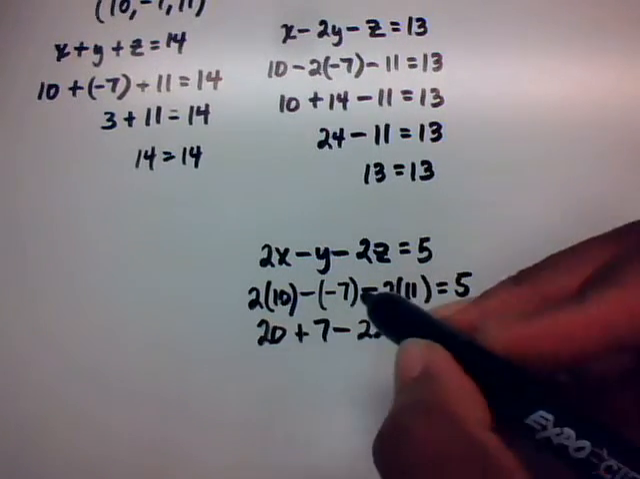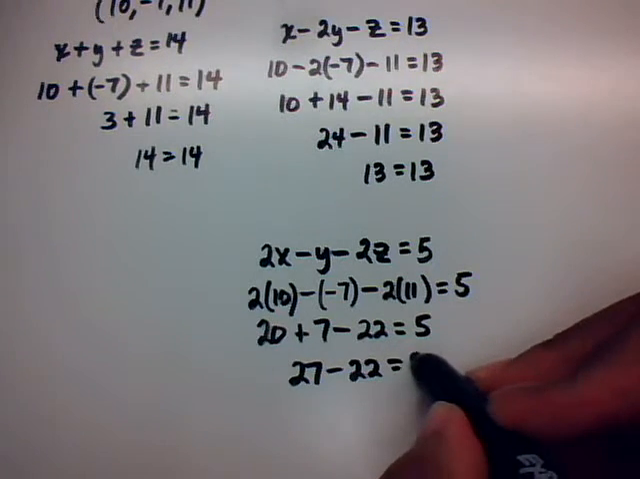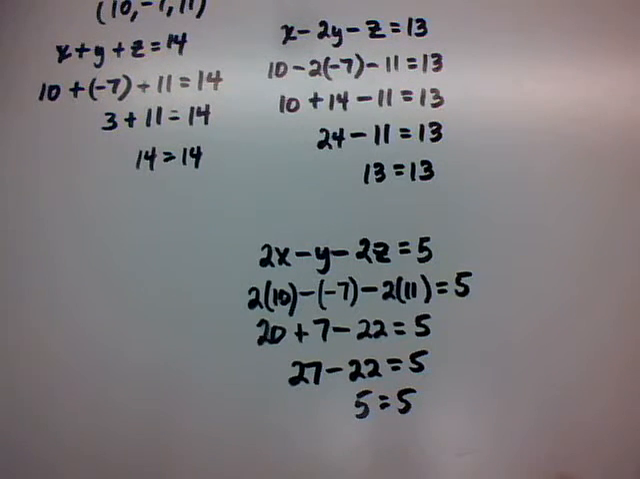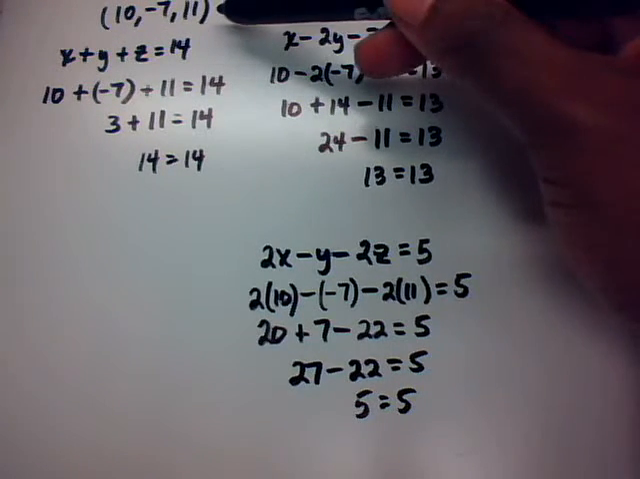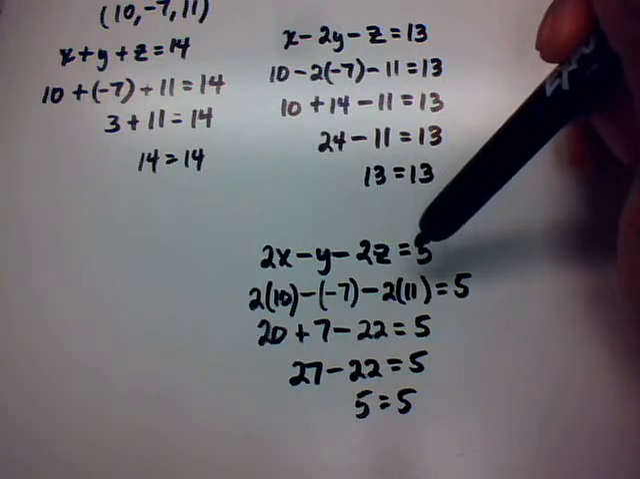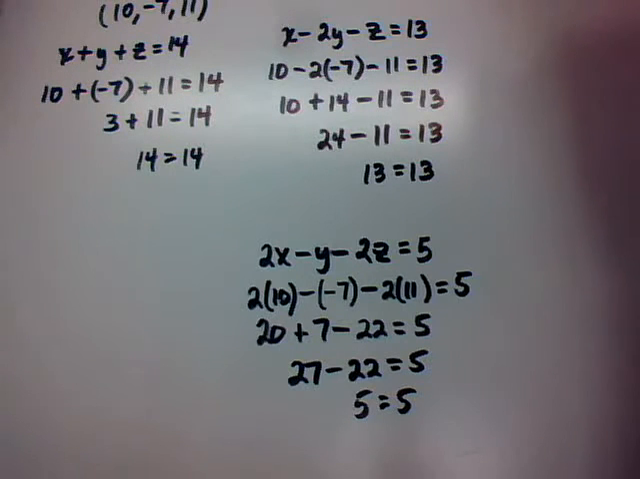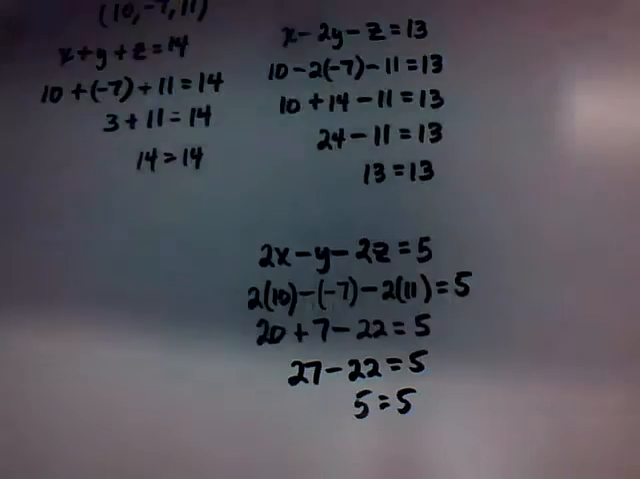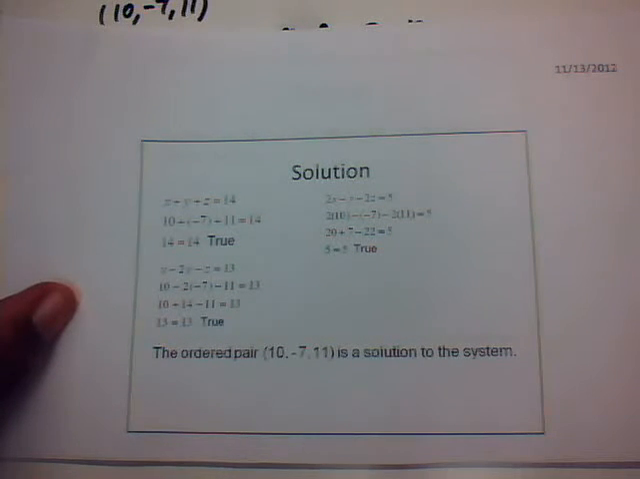So here, 20 plus 7 is 27, minus 22. That should equal 5. And if you subtract 22 from 27, it does equal 5. So here, that ordered triple, 10, -7, and 11, satisfies that third equation. In fact, it satisfies all three equations. So here we can conclude that the ordered triple, 10, -7, and 11, is the solution to this system of linear equations.